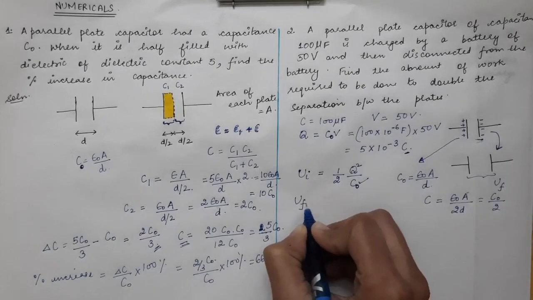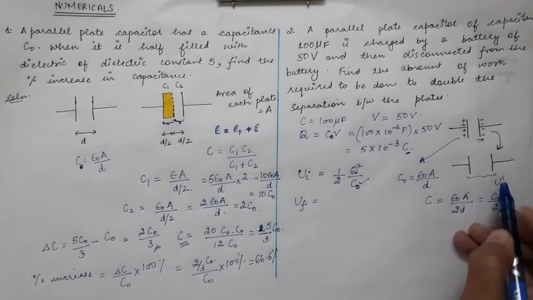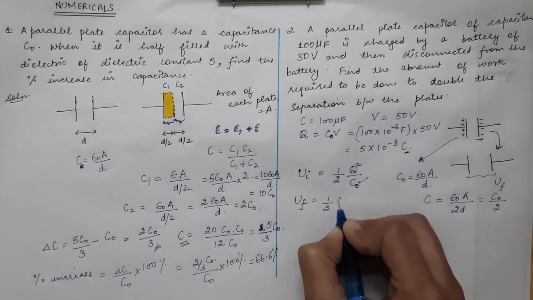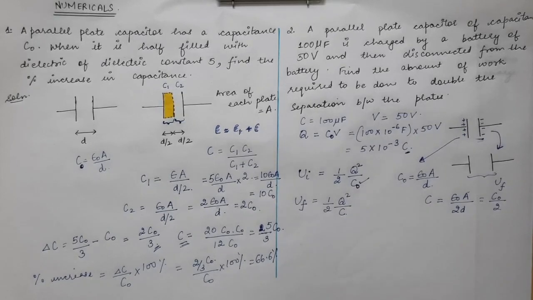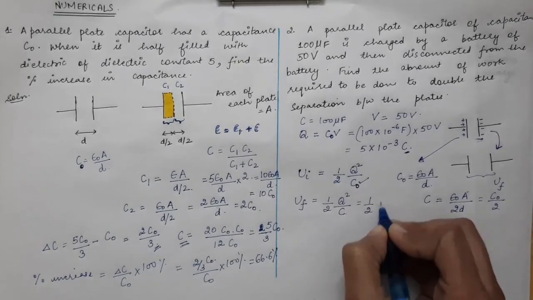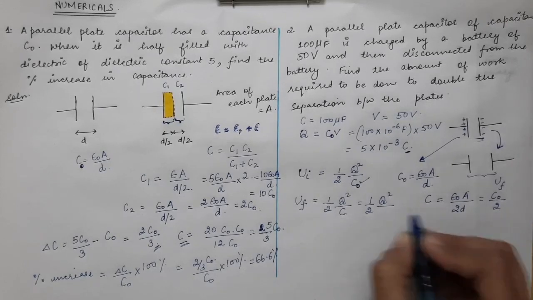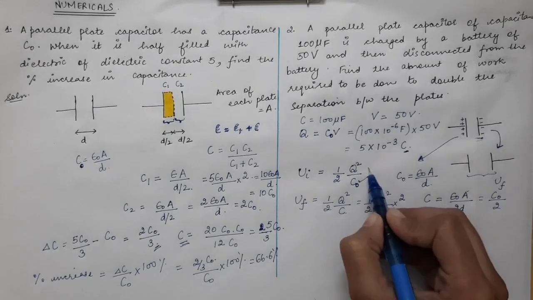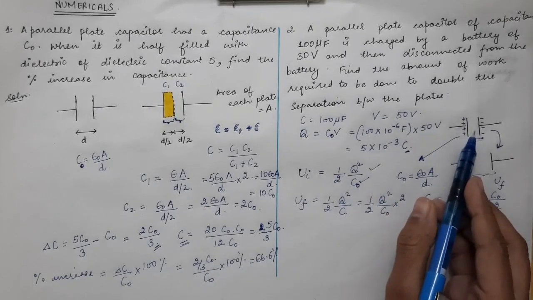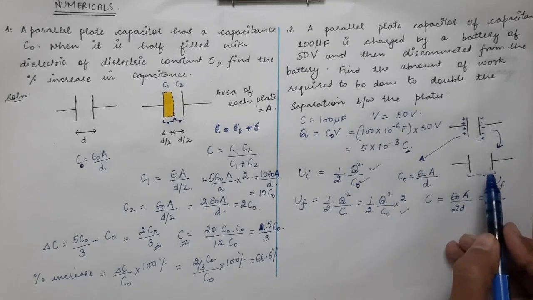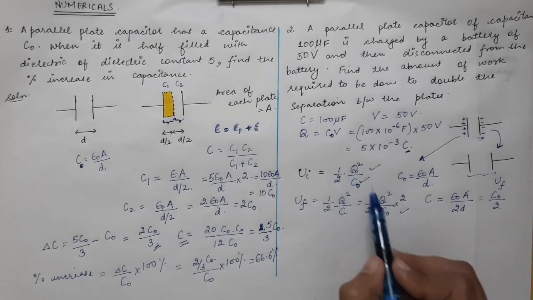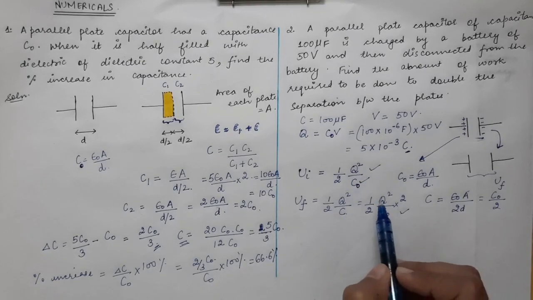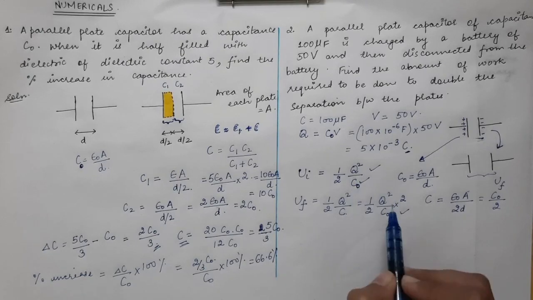So now what is the final potential energy of this second capacitor, represented by UF? It will be equal to half Q square divided by capacitance, and what is C? It is equal to C0 divided by 2. So we will get into 2. So this is the potential energy stored in the case of first capacitor, and this is the potential energy stored in the case of second capacitor. And over here we have written capital Q, which is same in both the cases, because the charge will remain the same, it will not change.